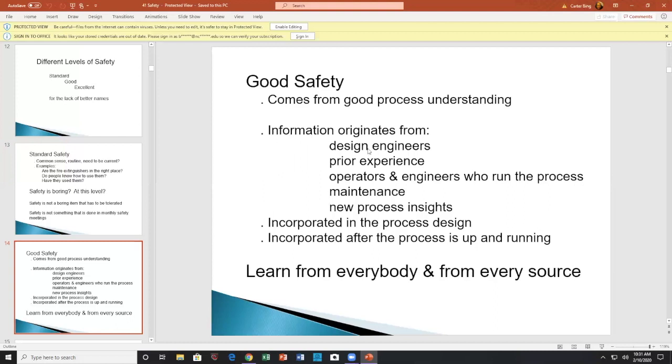Information originates from design engineers and prior experience. Design engineers should incorporate safety in their designs. Prior experience is very important: operators and engineers who run the process, and maintenance. Maintenance should be in the safety area. Maintenance should interact with the design engineers and with the operators and engineers running the process. If no interaction like that takes place, then you could potentially have a significant problem. New process insights may be gained. So we're going to put good safety right into process design and maybe even incorporate it after the process is up and running.